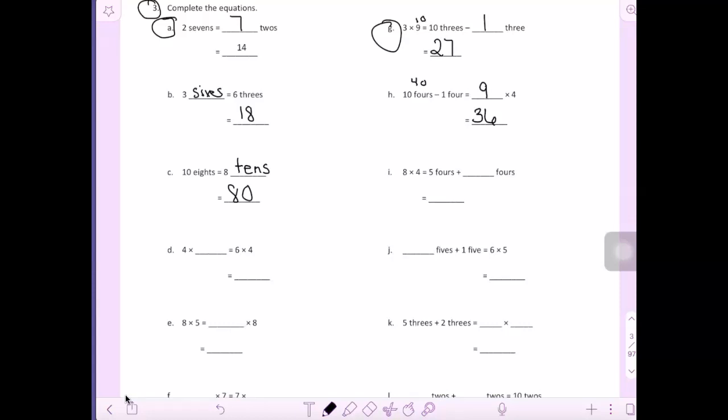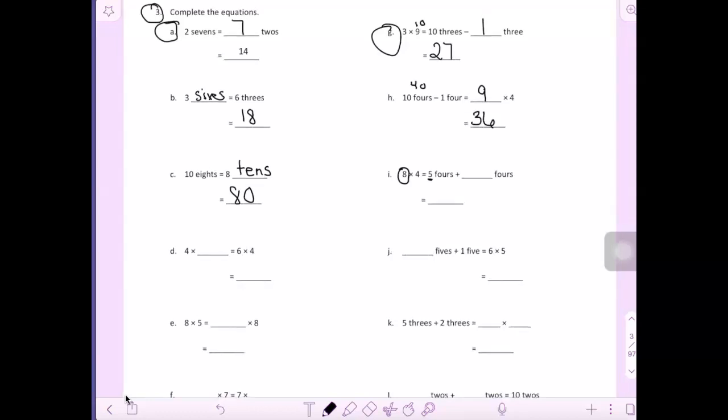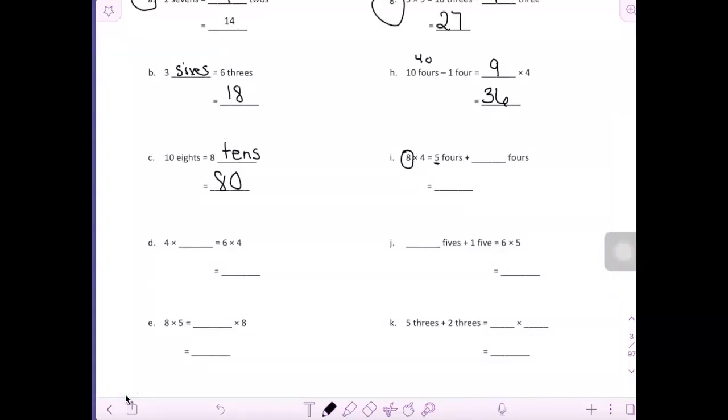8 times 4. Another way we could think of that is if we think about a 5, we could do 5 fours because our 5 facts are easy to think about. 5 fours is 20. And then what number? 5 plus what equals 8? 3 fours. So now we're thinking in our head 20 plus 12, and that gives us 32. Those are ways that we can do mental math, boys and girls. That doesn't mean we're going to do it like this all the time, but it's ways that we can do mental math.